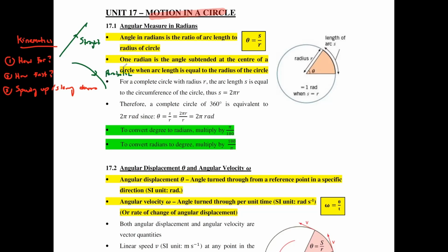It is a study about motion, but most of the motion that you dealt with was mainly either straight line motion or curve motion, specifically parabolic motion. Now, motion in a circle in A2 is actually a continuation of kinematics. Just that in this chapter, you are specifically learning about motion in a circle.